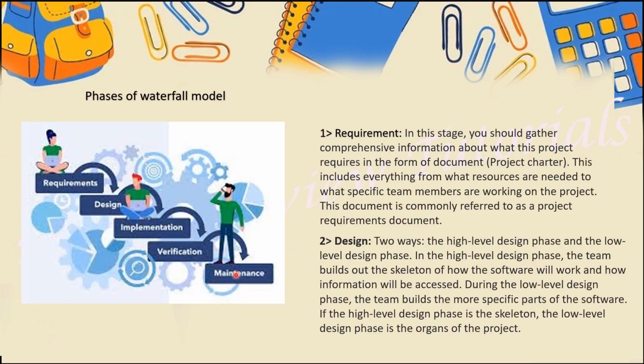Now let's see the phases of the waterfall model. The first phase is requirement. The name itself says, which means we should gather all the requirements, all the information which we require, at the starting of the project itself. We will create a project charter for it. Charter is nothing but a flowchart we can say, or a document that can be prepared, so that all the requirements, all the needs, what will be our end project, everything will be decided in the document.